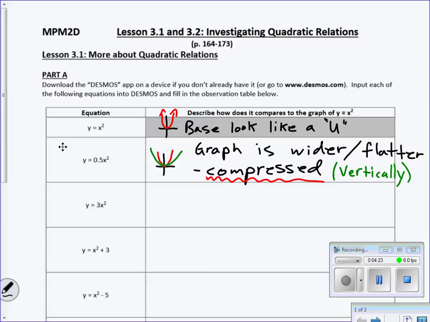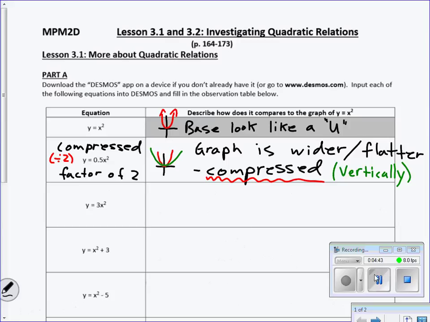Now, when we say something is compressed, in mathematics we mean that we're dividing it by a number. In this case, think of 0.5 as a fraction. 0.5 as a fraction is 1/2. So essentially what we're doing is compressing something, dividing by a factor of 2.